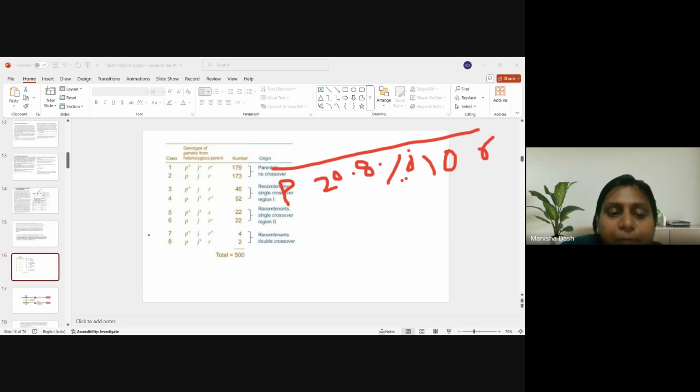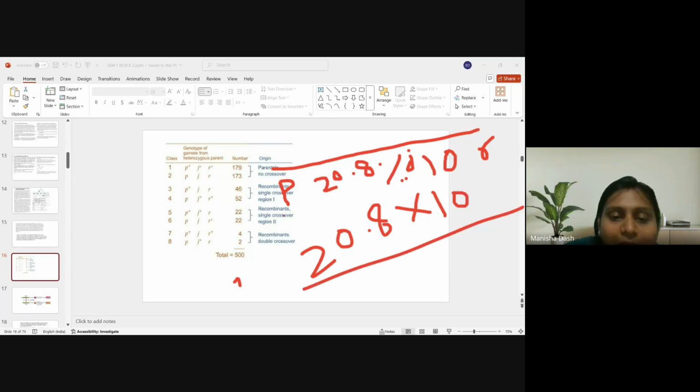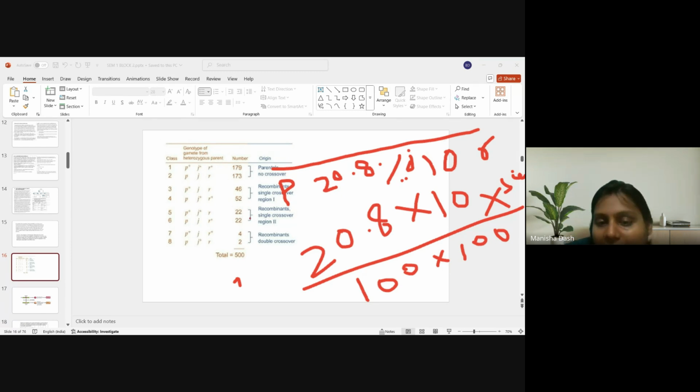अच्छा, so एबे हमर expected number of double crossover हमें केमती calculate करिबा, the distance between the genes, that is 20.8 into 10 divided by 100 into 100 multiplied by 500. So ये value टा calculate करलो कितने होची? 20.8 into 10 into 500 divided by 100 into 100.